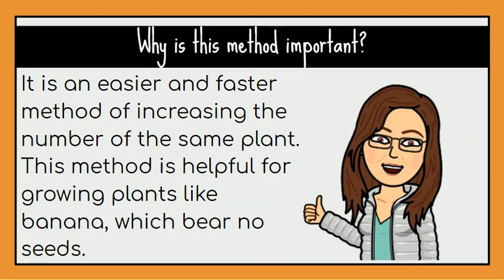Now the question is, why is the method of vegetative reproduction important? It is so because it is an easier and a faster method of increasing the number of the same kind of plant. This method is also very helpful for growing plants like banana which bear no seeds at all.